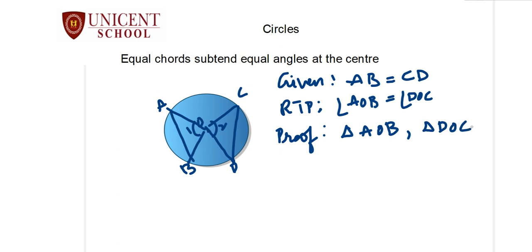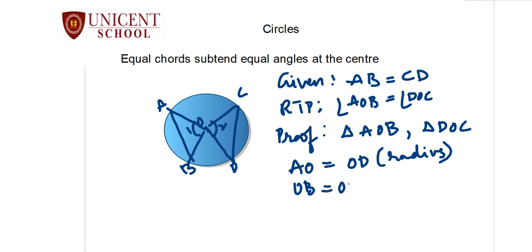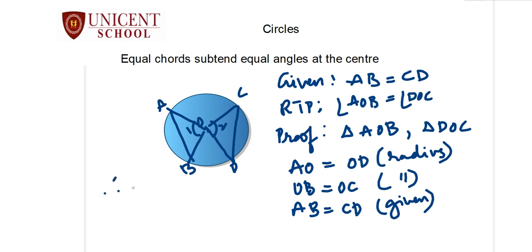When we compare these two triangles, we know that AO is equal to OD since it forms the radius of the circle, and OB is equal to OC. It also forms the radius. And what is given? It's given that AB equals CD. So these three are nothing but the sides of the triangles. Therefore, we say that triangle AOB is congruent to triangle DOC.